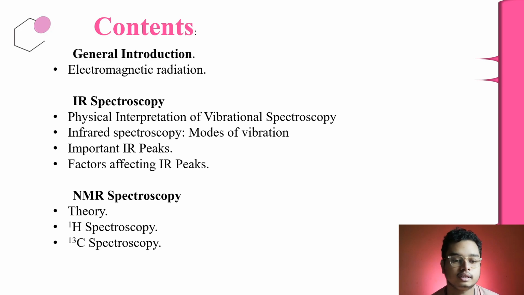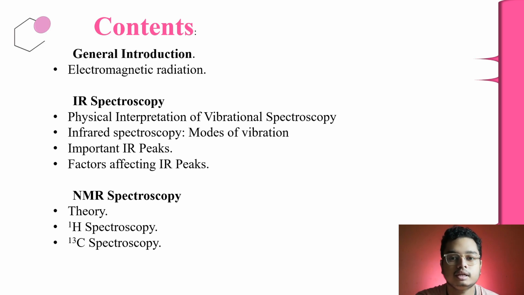Similarly, we move on to NMR spectroscopy. First, we discuss the theory. Then we talk about 1H spectroscopy as well as 13C spectroscopy. The organic spectroscopy chapter is a very important chapter for your exam. The most weightage from organic chemistry comes from spectroscopy. So you have to learn the subject very minutely, and practice questions from NMR spectroscopy as well as IR spectroscopy very cautiously, because this chapter gives a chunk of marks in the examination.